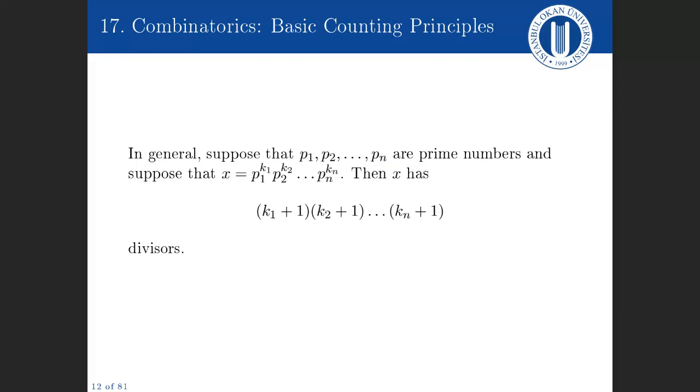There's a general rule for questions like this. In general, suppose that P1, P2 up to Pn are prime numbers, and suppose that the number x is P1 to the power k1, P2 to the power k2, etc., up to Pn to the power kn. Then x has k1 plus 1 multiplied by k2 plus 1, etc., multiplied by kn plus 1 divisors.